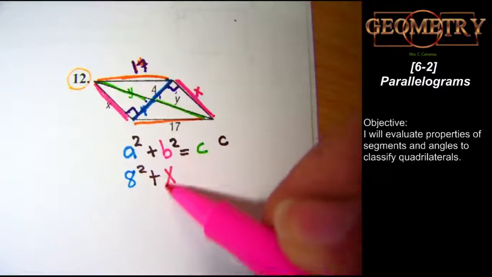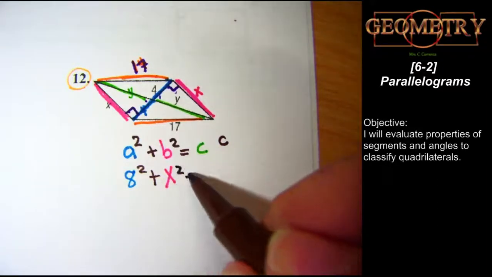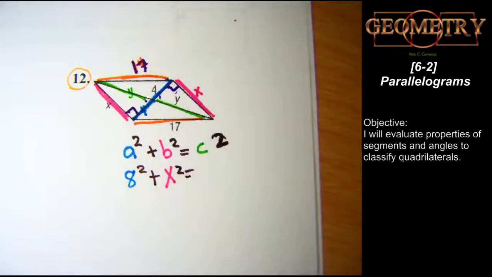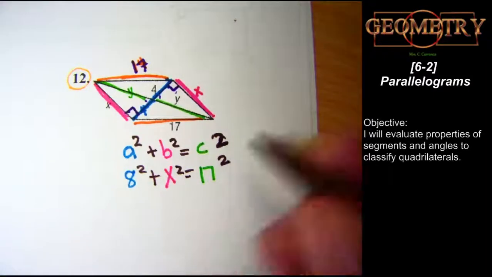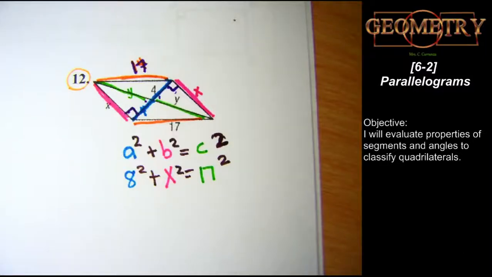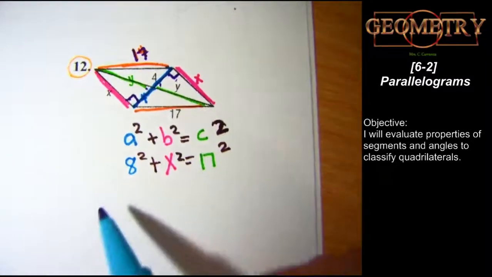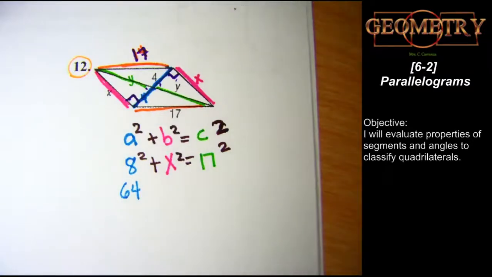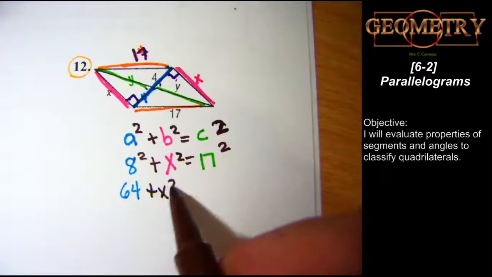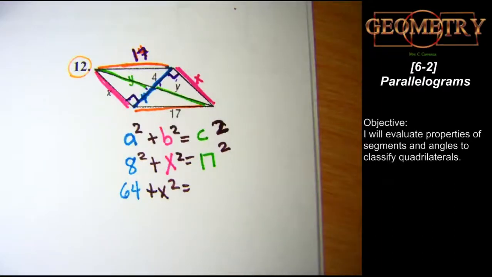B is played by X. And C is being played by 17. Oh, right. And now I can solve this equation for X. And once I get X, I should be able to do something for Y. Okay. So 8 squared is 64. I'm leaving X squared all by its lonesome. 17 squared is, thank you.